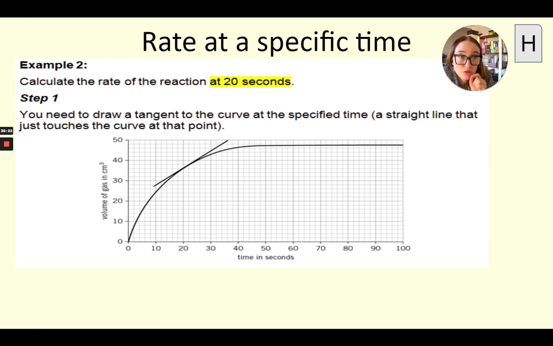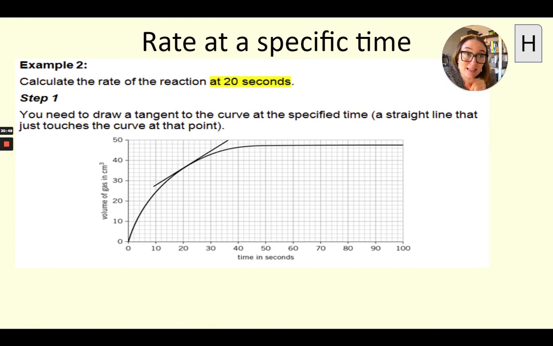Now, the reason they can ask you this question is because rates of reaction graphs are curved. If there was a straight line, those mean rate and rate at a specific time would be the exact same because the gradient is constant the whole way up. But with a curve, gradient changes. And when you get to A-level maths, etc., and you start to learn about differentiation, etc., there are other ways that you can calculate that. But what we're going to do is we're going to learn to draw a tangent.